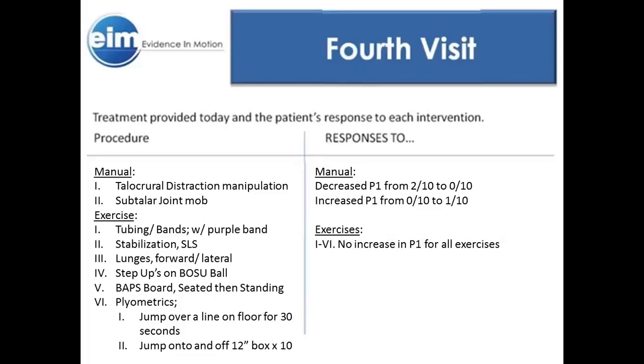And then for the rest of the treatment, all the exercises that we performed did not increase any P1 pain, and I was able to increase the complexity of the exercises as well, such as step-ups on the Bosu ball instead of a stable surface. And he was able to do the BAPS board in standing. I even performed some plyometrics with jumping side to side over a taped line on the carpet, and even jumping up onto a 12-inch box and down. No increase in symptoms.